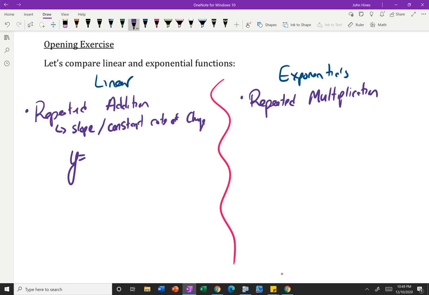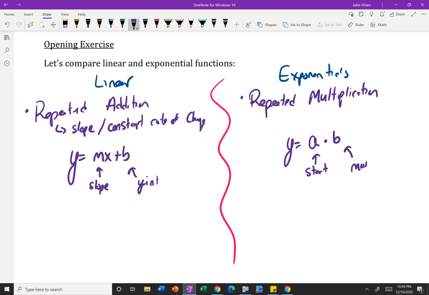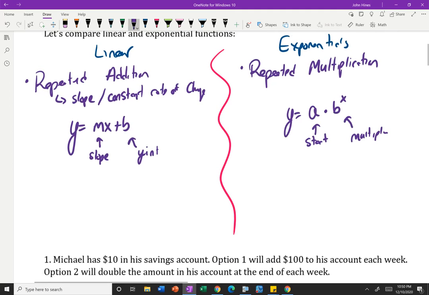Linear functions, we know from last year and this year, are in the form of y equals mx plus b, where m is the slope and b is the y-intercept. Then, for exponential functions, their equations look different. Their equations look like a, our starting amount, whatever I'm starting with, my initial value, times my multiplier to the x power. Our variable is in the exponent for exponential functions. So for linear functions, it's y equals mx plus b, and for exponentials, it's y equals a times b to the x.